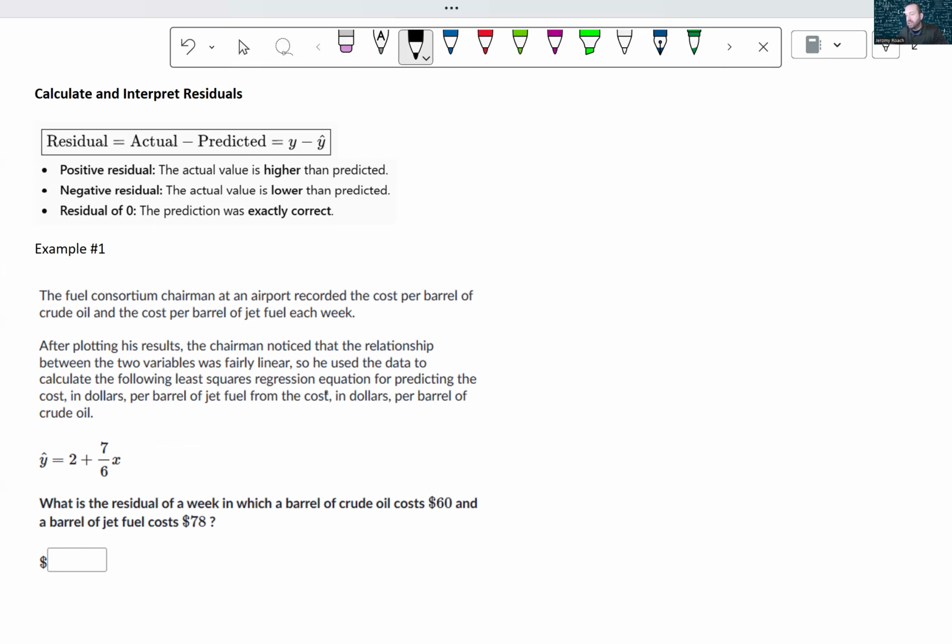And here's our equation for finding the residual. The residual is our actual data point or actual value minus our predicted value. And we write that as y minus y hat. So y hat is our predicted value.